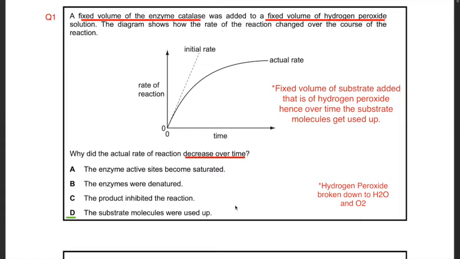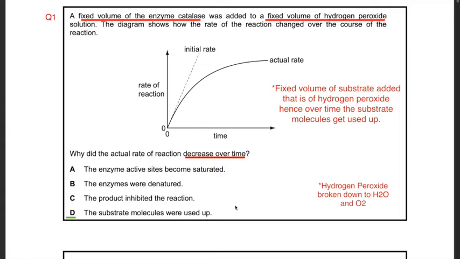If they had mentioned changes in temperature or changes in pH or any other external factor, then we could say that B is the correct answer. However, there is no mention of external factors being changed, hence B is not a possible answer. C, the product inhibited the reaction. When the enzyme catalyzes hydrogen peroxide, it will break it down to water and oxygen, and water and oxygen cannot inhibit the reaction. Therefore, answer C is also incorrect.